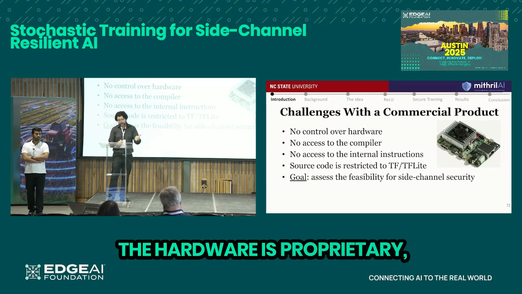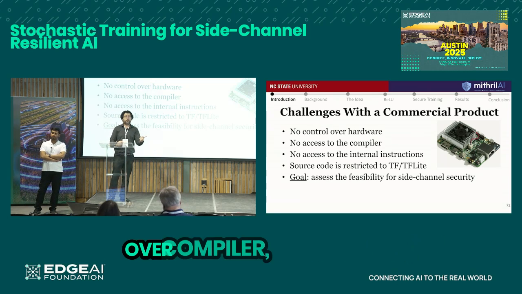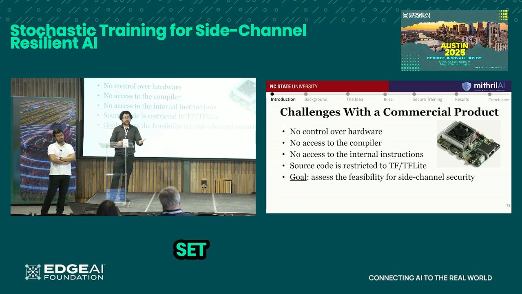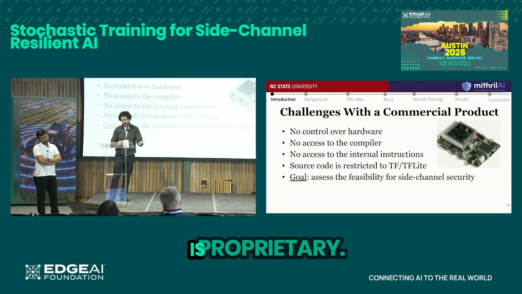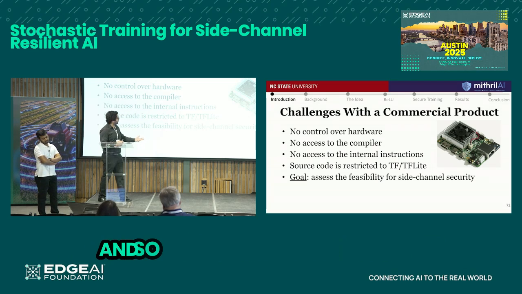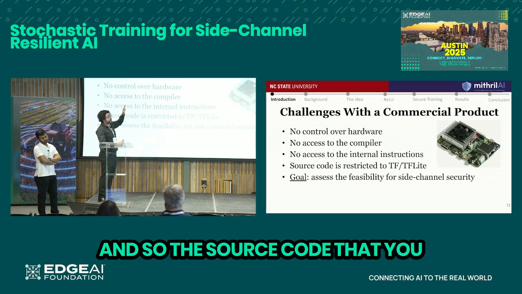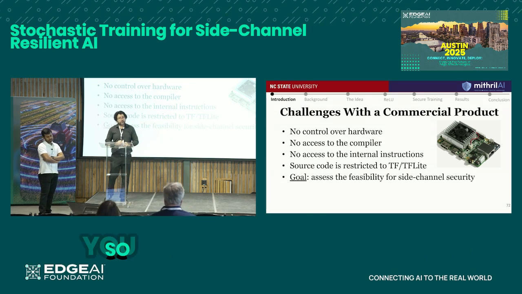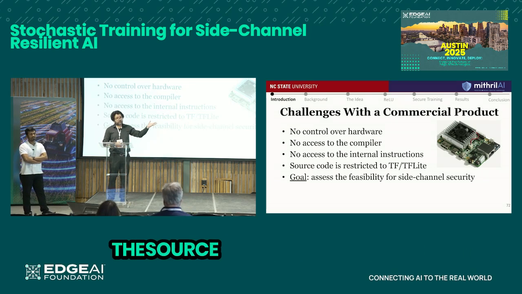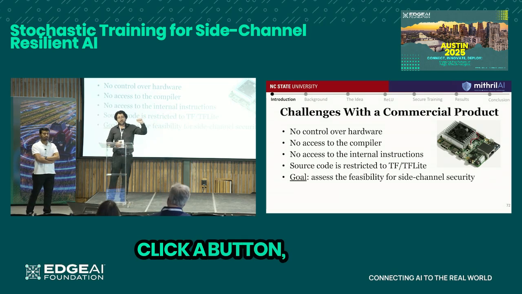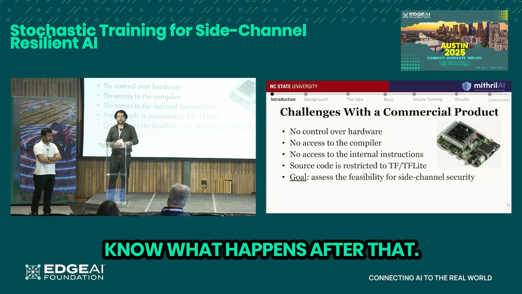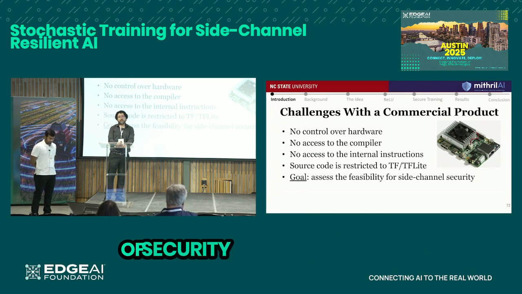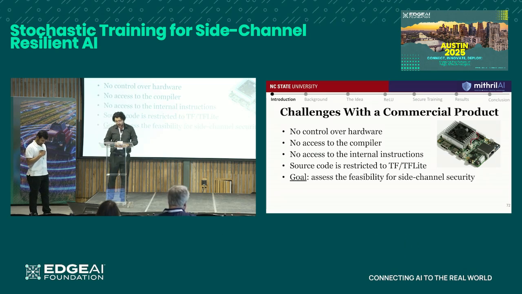The hardware is proprietary. You have no control over the compiler. The compiler is proprietary. You have no control over the instruction set architecture. The instruction set architecture is proprietary. And so the source code that you can run on this is limited to TensorFlow or TensorFlow Lite. So you have some control over the source code, but once you click a button, you don't know what happens after that, right?